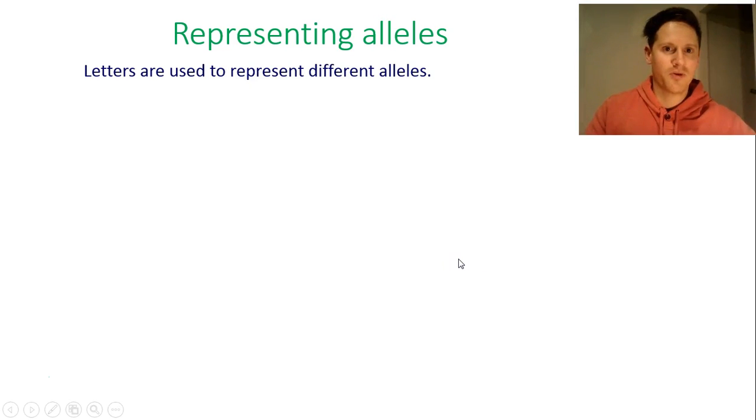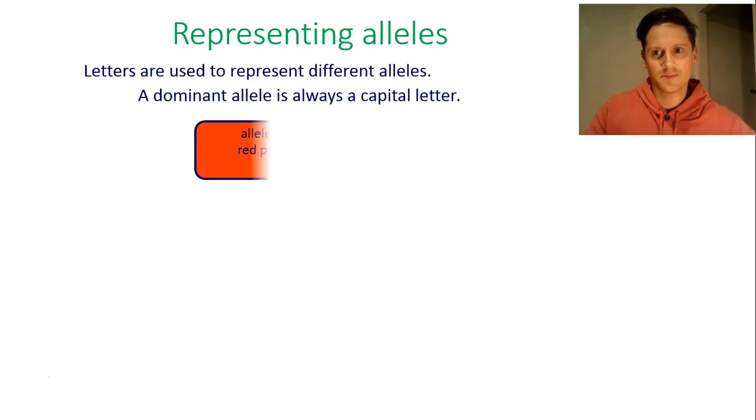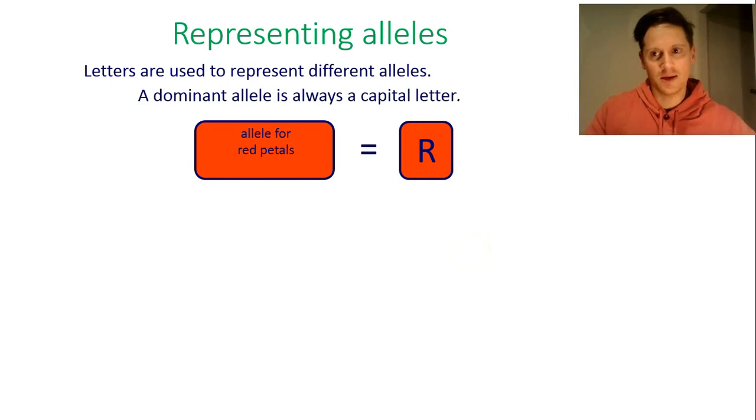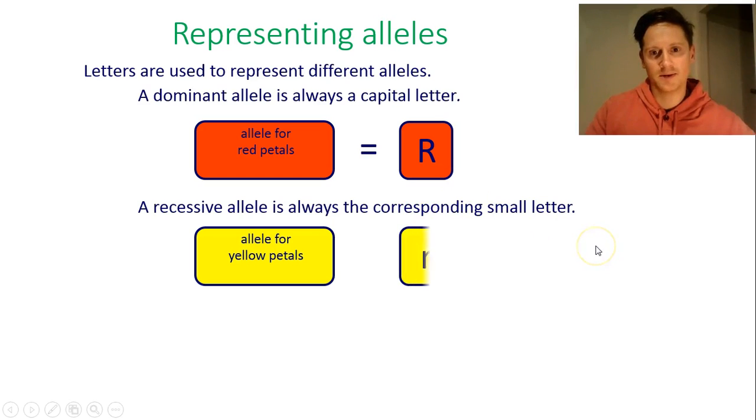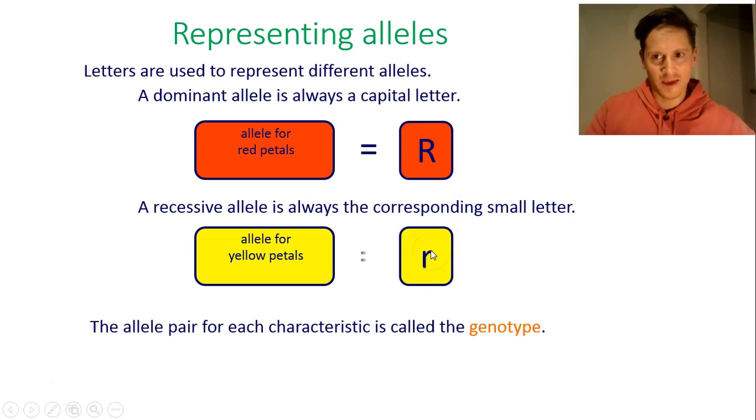When we do problems in regards to this, we use letters to represent different alleles. You always represent a dominant allele with a capital letter. For the red petals, that was dominant, so we're going to use a capital R. A recessive allele is always the corresponding small letter. So it's not Y for yellow, it's little r. Because these have a relationship together, you need the same letter. To represent the dominant one we use a capital, as opposed to recessive, which is lowercase.